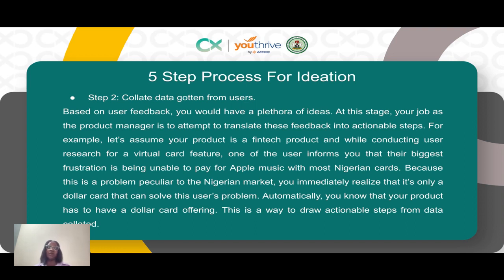For example, let's say your product is a fintech product, and while conducting user research for a virtual card feature, one of your users informs you that their biggest frustration is being unable to pay for Apple Music with most Nigerian cards. Because this is a problem peculiar to the Nigerian market, you immediately understand that it's only a dollar card that can solve your user's problem, which means automatically you know that your product has to have a dollar card offering. This is a way to draw actionable steps from data collected.